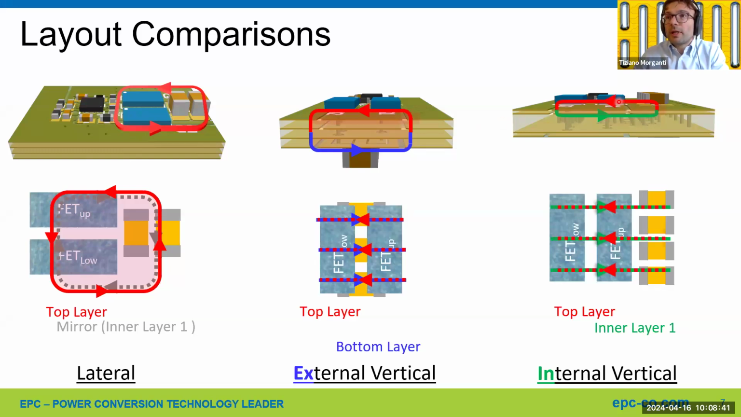In the internal vertical layout, we are independent from the thickness of the PCB, and the loop area is small. It's a little longer path, but the thickness of the PCB between the top layer and the first inner layer is very small.